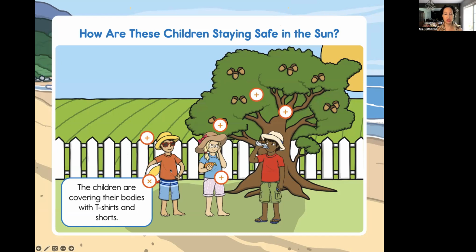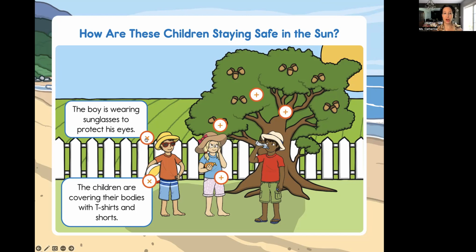Okay, so these are t-shirts. Would these be long t-shirts or short t-shirts? That's correct. These would be short t-shirts. And the shorts, they are shorts, right? They're above the knee. They are long shorts.